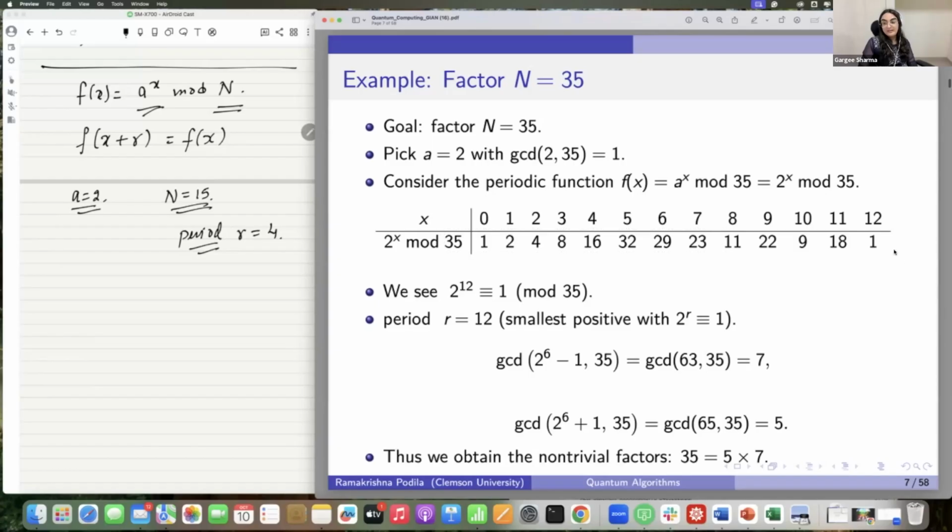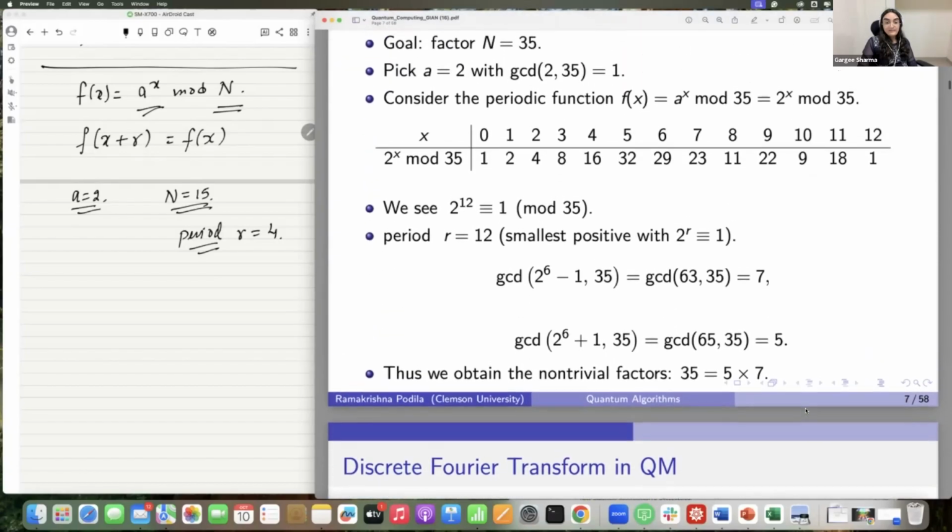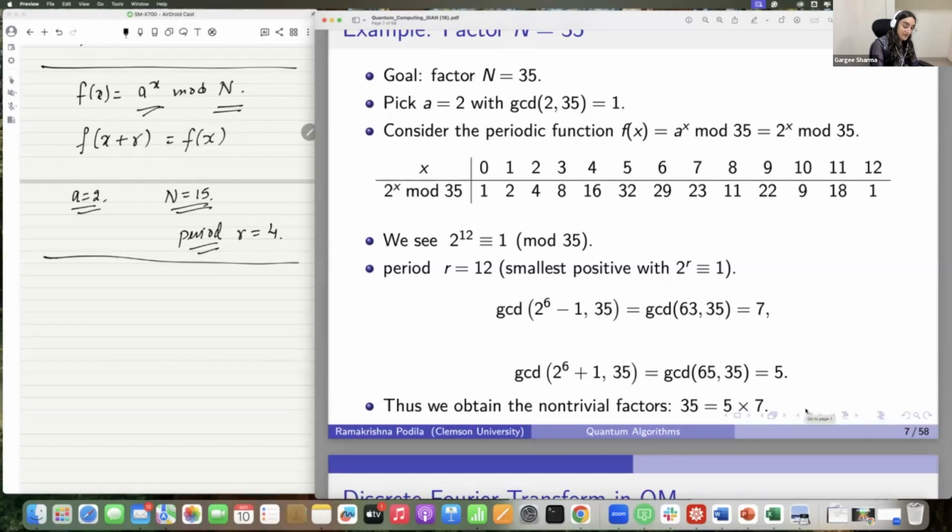This one has a longer period. It has a period of 12. So n is 35. You can pick a as 2, and the period is 12. After you have found the period, it's very trivial to find the factors, 7 and 5 in this case. So what we have done is that the problem of factorization is basically reduced to the problem of finding the period of a function.